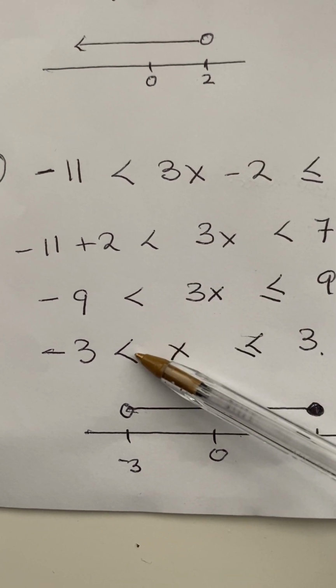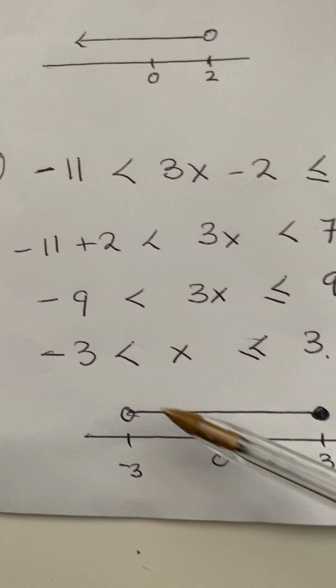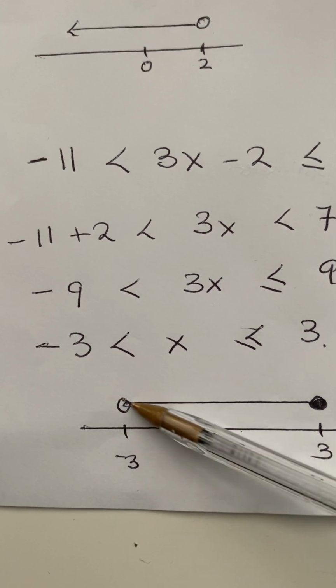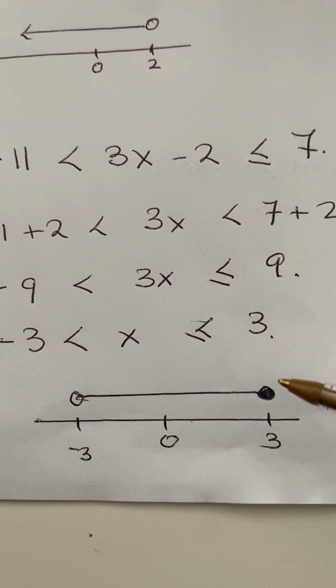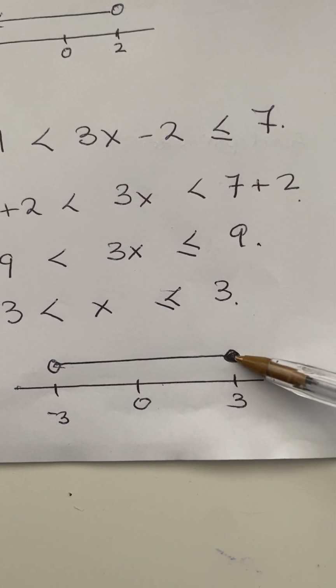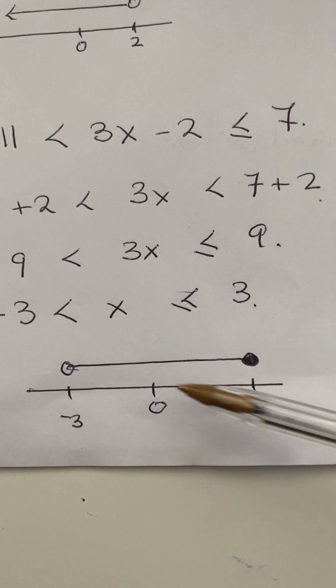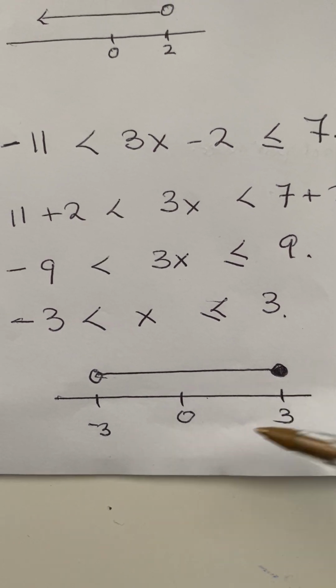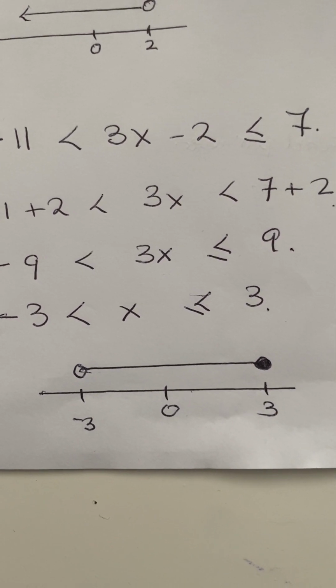Now because of the less than, minus 3 will be an open circle. Because of the less than or equal to, 3 will be a closed circle. So this is how you represent it on the number line.